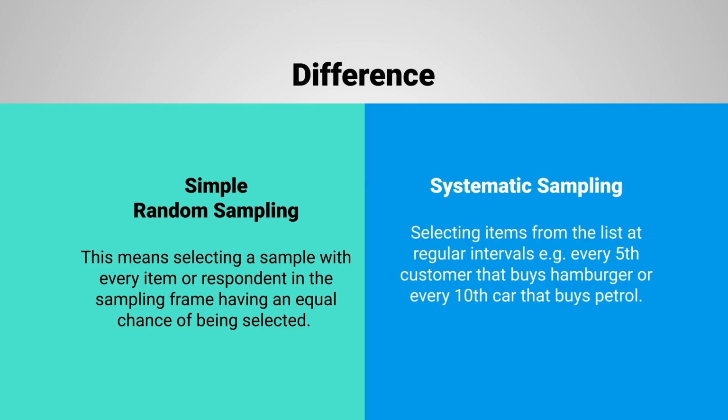It's a very elaborate process, where in systematic sampling you select items from the list at regular intervals, that is, every 5th customer who buys a burger or every 10th car that buys petrol. So this is the model, and you can observe that there is certain mathematics and statistics involved in calculating this sampling. If you are meticulous and follow the certain modus operandi, you could be in a very good position.